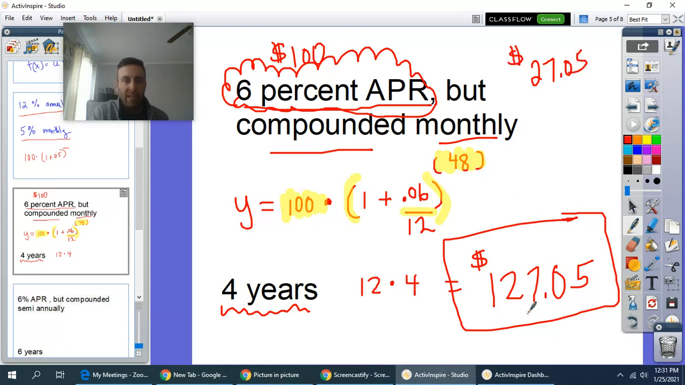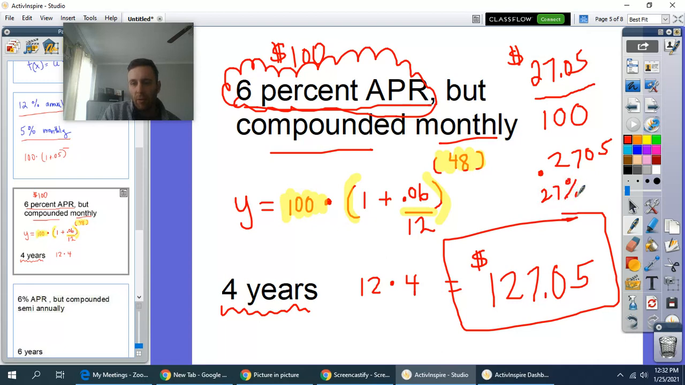That's how much I gained in those 4 years. Not a lot of money, okay, but I got $27.05. I only put in $100. Now, if I want to know how much that really is, I'm going to divide it by the total amount of money I invested in there, and it was $100. So 27.05 divided by 100 gets you 0.2705, which is about 27.